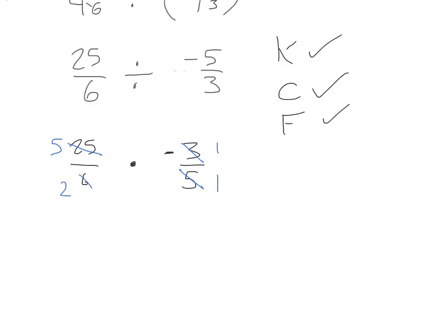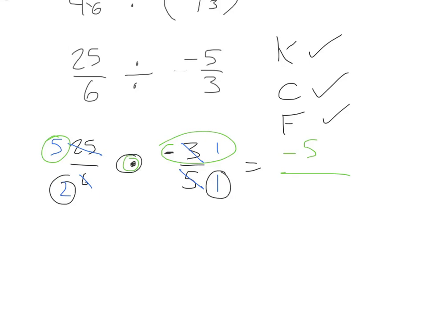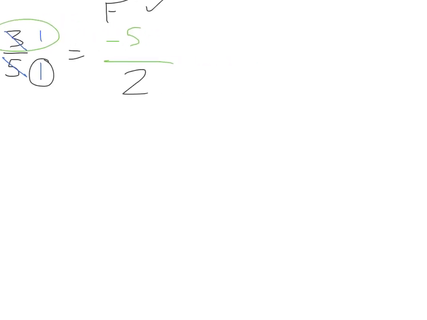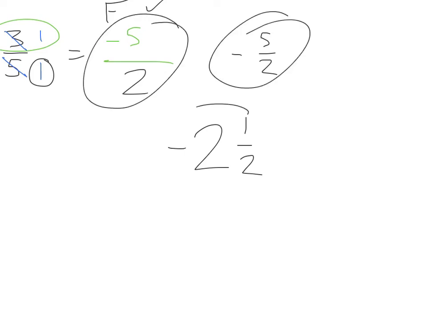So what do we multiply here? Well, let's see. Multiply straight across the top. 5 times negative 1 is, of course, negative 5 over 2 times 1 is 2. So our answer is negative 5 over 2. Could also be written negative 5 halves, like that. If you really want to, you could make it negative 2 and 1 half. Either of those work for me, and that is your answer.